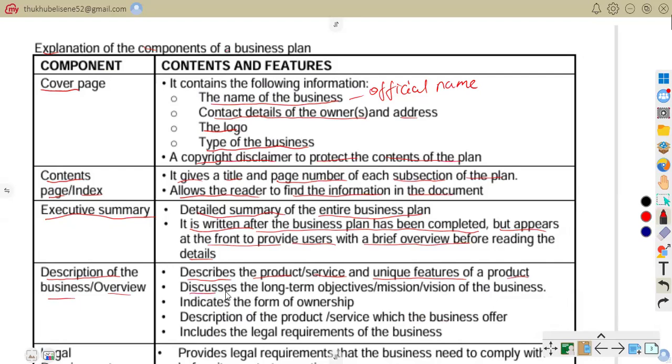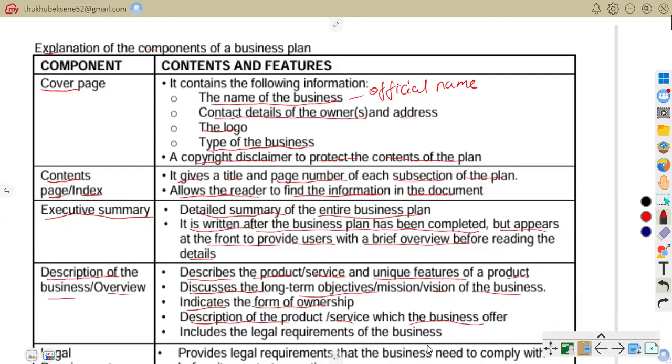It also discusses the long-term objectives, mission and vision of the business. It explains what the business hopes to achieve in the future, for example, to become Durban's leading bakery within 5 years. It indicates the form of ownership, stating the legal ownership of the business, for example a sole trader or a private company. Then the description of the product or service which the business offers.